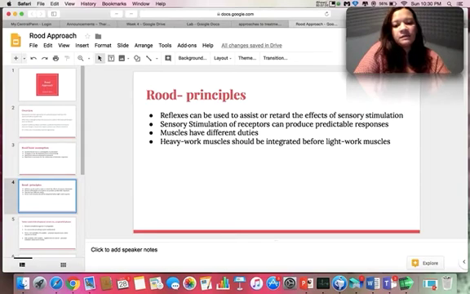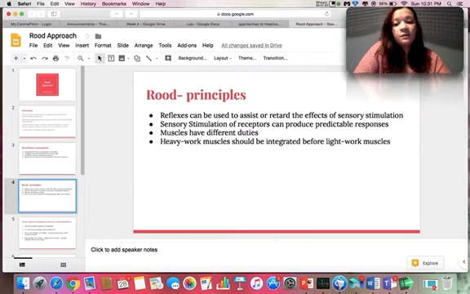The next one is muscles have different duties. So we talked about heavy work and light work. Heavy work muscles are stabilizers and light work muscles are mobilizers. And so we're looking for mobility on stability. We've got to be stable in what we're doing before we can be mobile. So we need to be able to stand before we can take a few steps and walk.